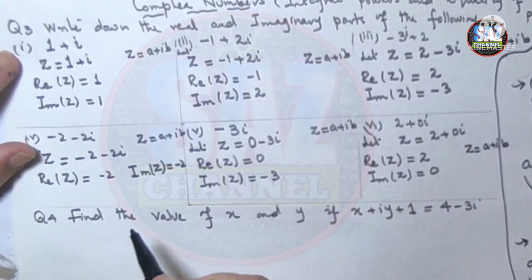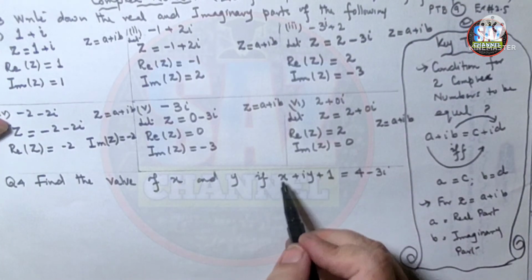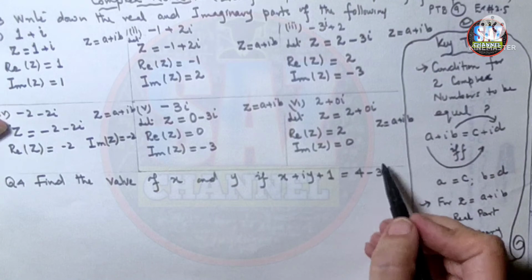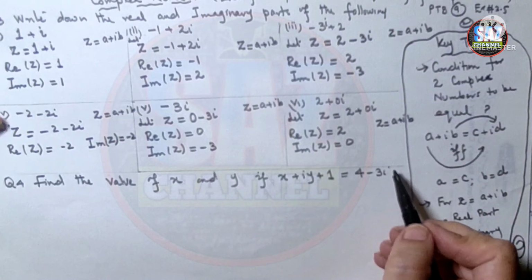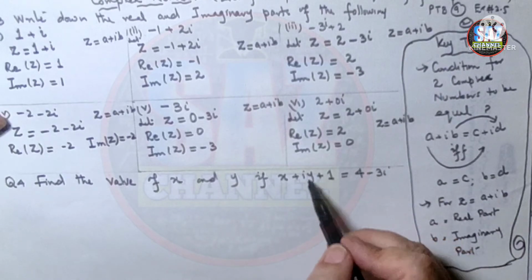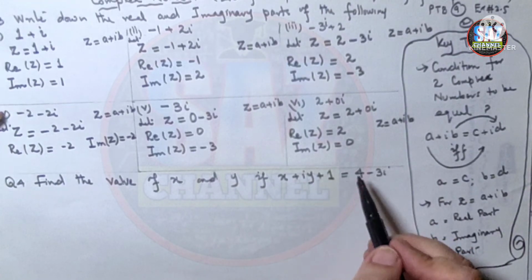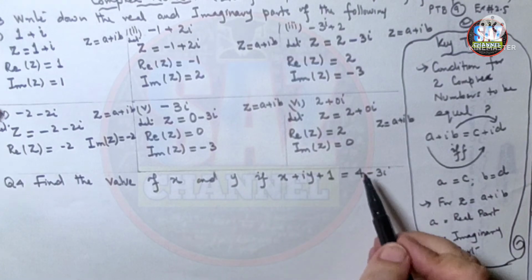Moving to question number 4, which says, find the value of x and y if x plus iota y plus 1 equals 4 minus 3 iota. Here, students, we can see that we have two complex numbers in the equation. They are equated, so it means that these two complex numbers are equal.